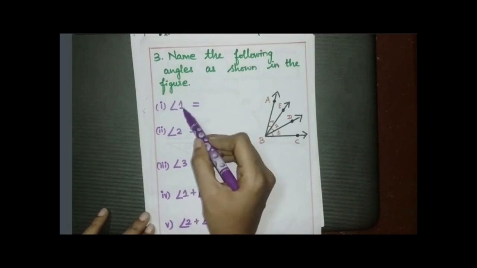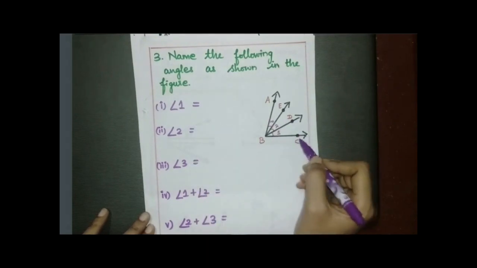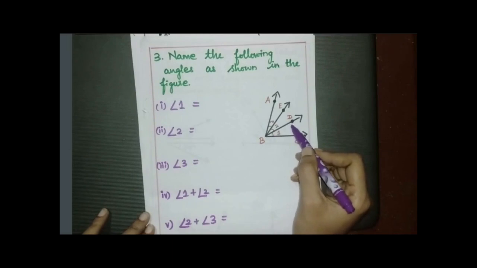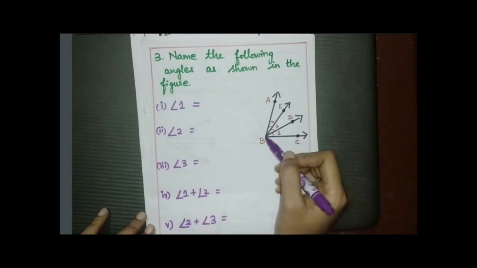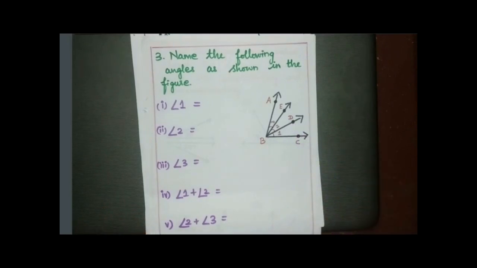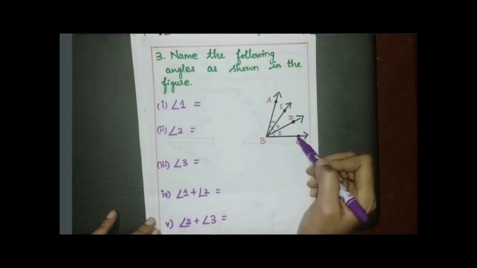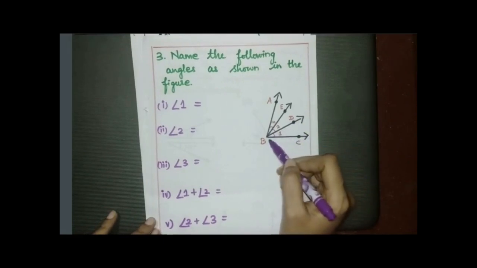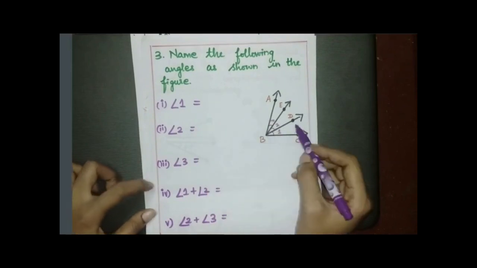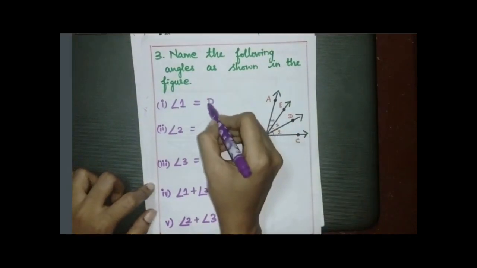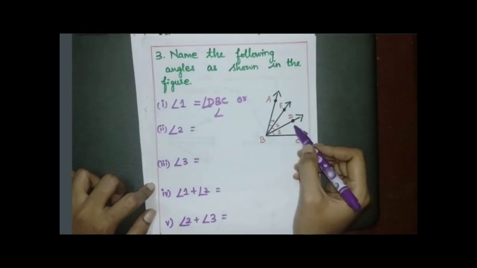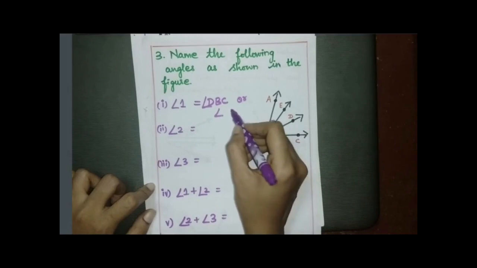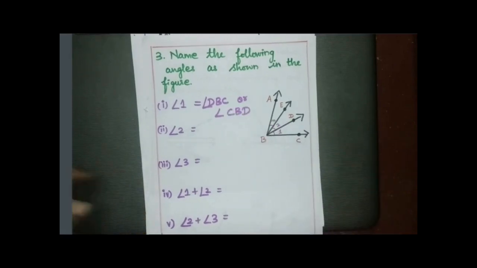So, where is the angle 1? Angle 1 is marked here. Shall I write the name? DBC or CBD. You can write either way because an angle has 2 rays. Either you can write this one first and then this one. So first I am writing DBC. Angle DBC or angle CBD. Is it clear? Tell me the answer for the next one.